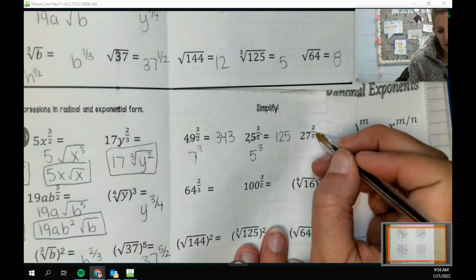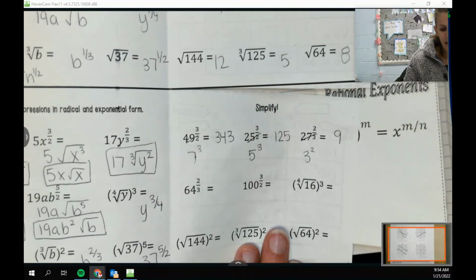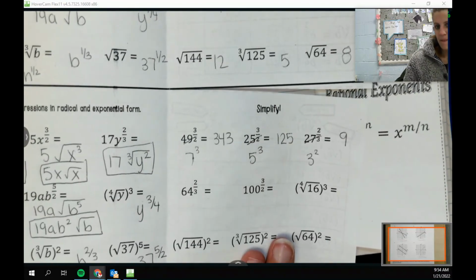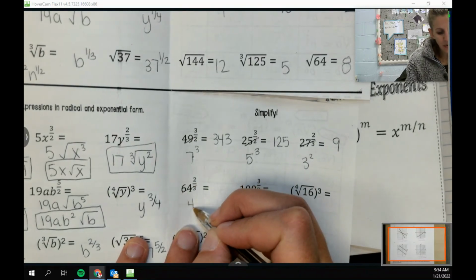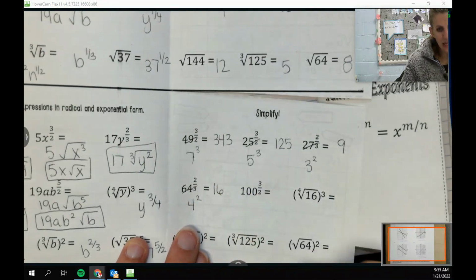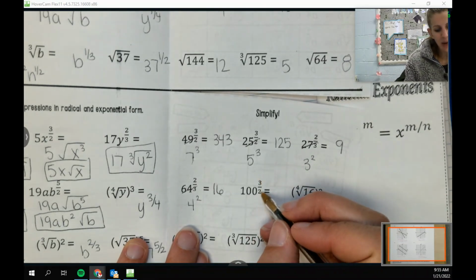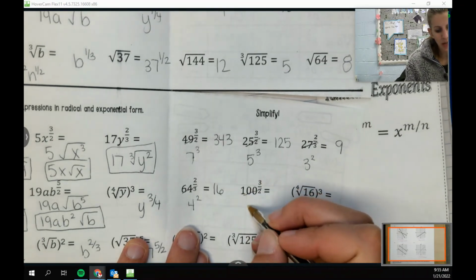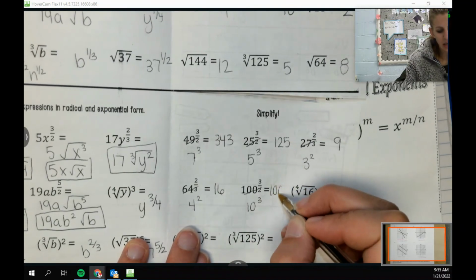Next, I have a cube root. So cube root of 27 is 3, to the 2nd is 9. Here I have a cube root. So cube root of 64 is 4, to the 2nd, which is 16. 100 to the 3/2 power. So square root is 10, to the 3rd is 1,000.